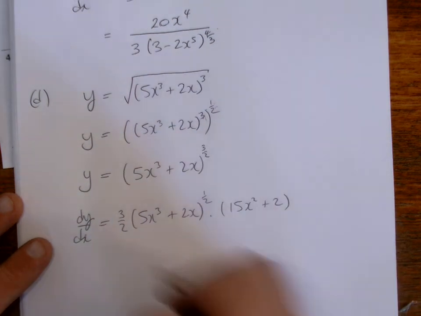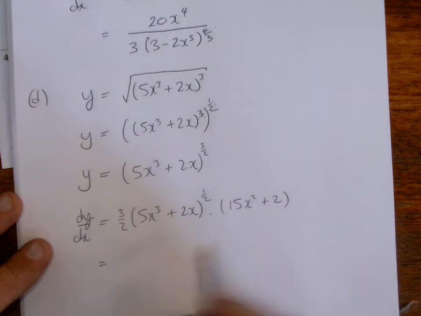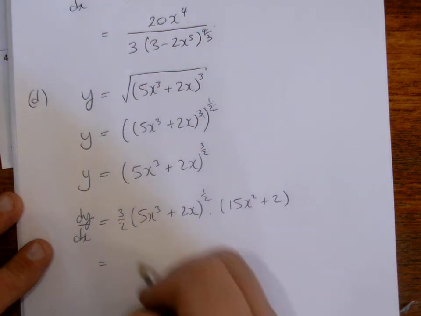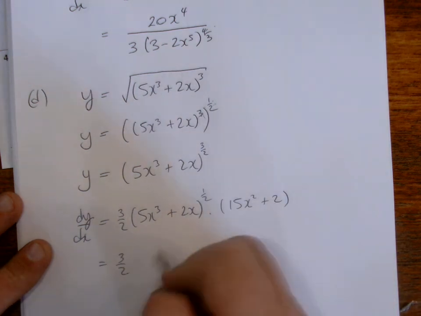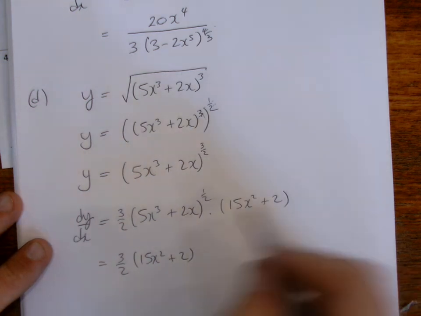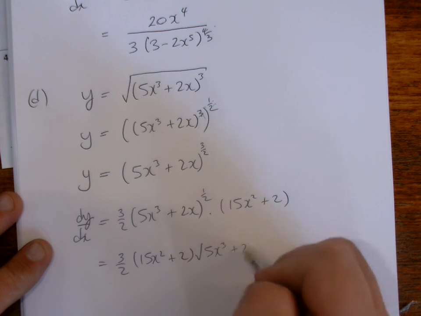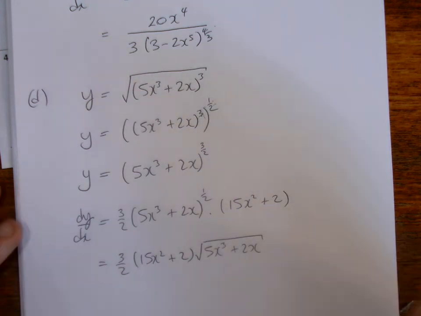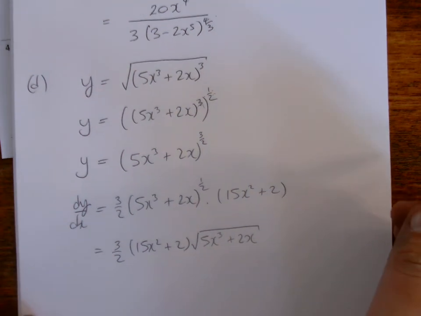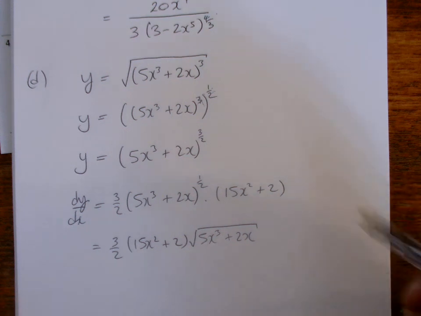Okay, and we end up having, well, this can be rewritten as 3/2, let's put that bracket in front, 15x squared plus 2, and then this is actually a square root, isn't it? 5x cubed plus 2x. Okay, so quite a complicated one, that one, but that's the process we can use there to simplify it.